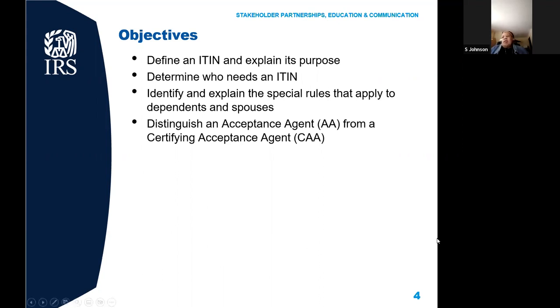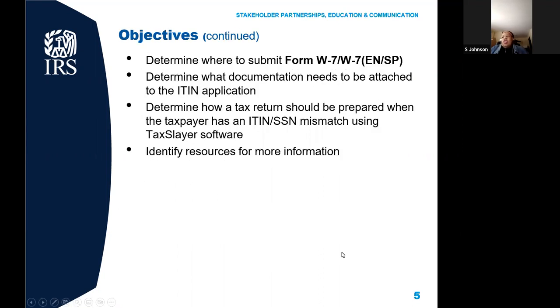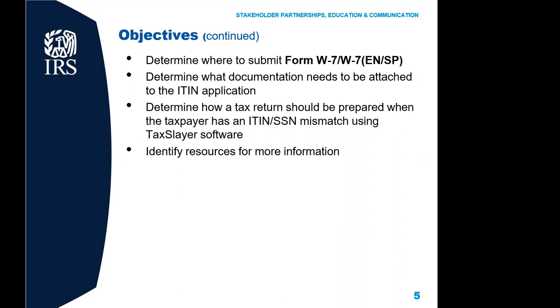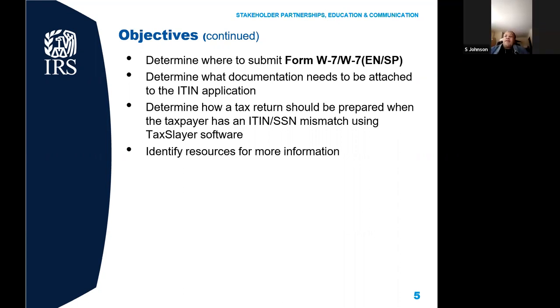On our next slide, we're going to determine where to submit the Form W-7, and the W-7 also comes in a W-7 SP. You can also determine what documentation needs to be attached to the ITIN application. Next, we're going to determine how a tax return should be prepared when a taxpayer has an ITIN-SSN mismatch, using certain software that taxpayers can use to prepare their returns. And we're going to identify resources for more information.